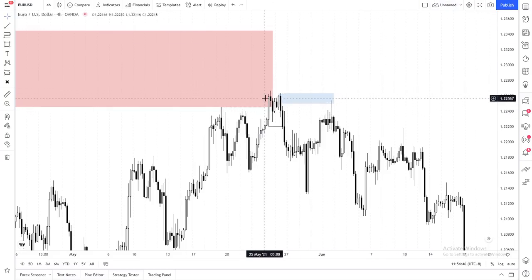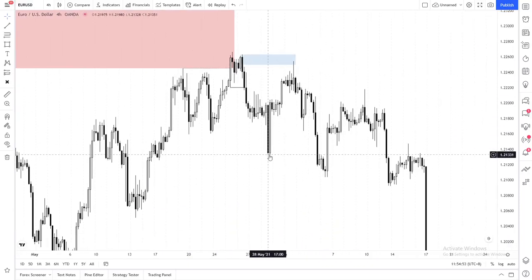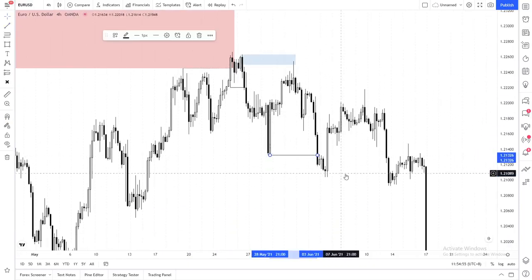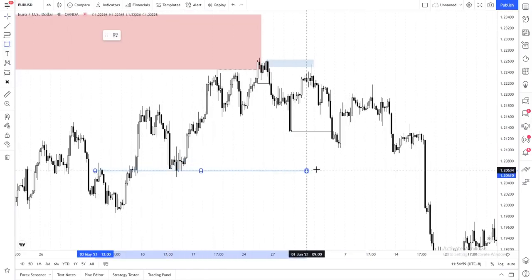But once we take the liquidity, we would pay attention for a bearish QM. Once we get that, okay, we can assume retest, sell, go and take your liquidity here. Boom. Again, SNR liquidity.